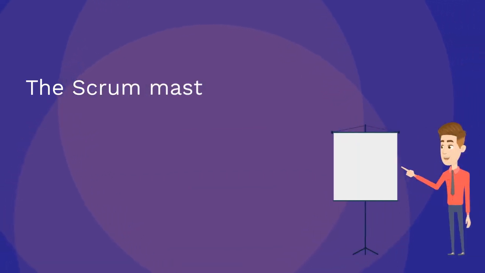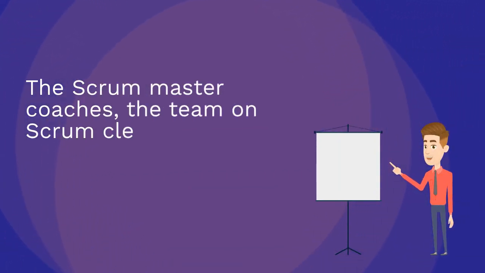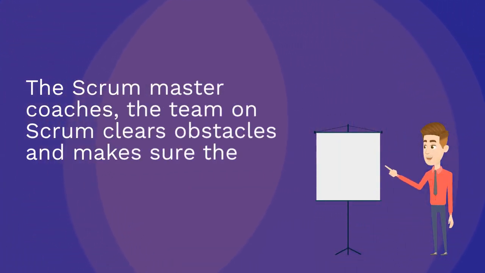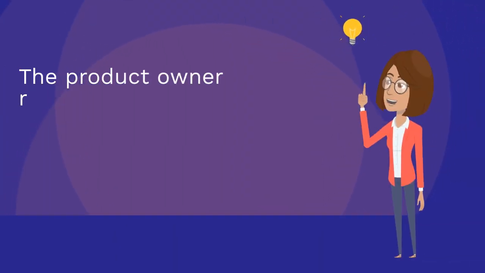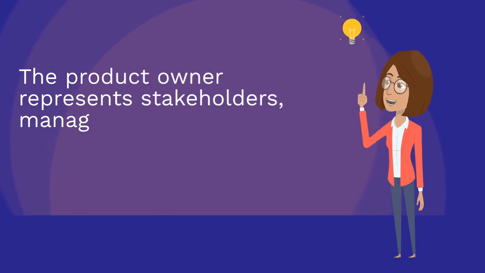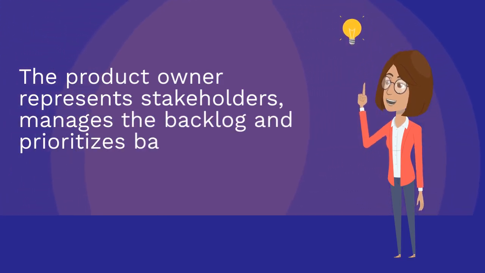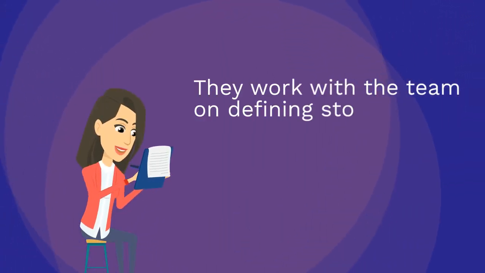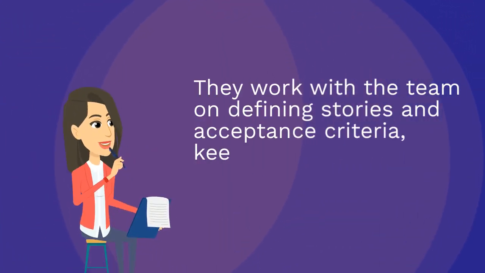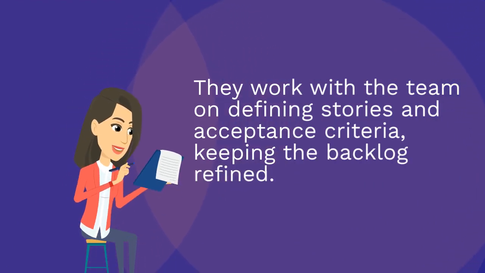Scrum roles all contribute in their own way. The Scrum Master coaches the team on Scrum, clears obstacles, and makes sure they follow the process. The Product Owner represents stakeholders, manages the backlog, and prioritizes based on business value and user needs. They work with the team on defining stories and acceptance criteria, keeping the backlog refined.